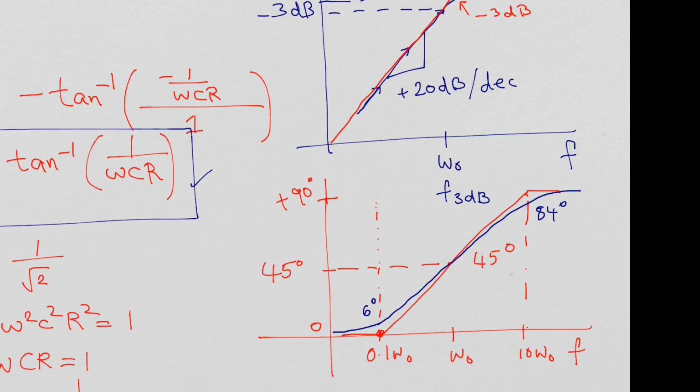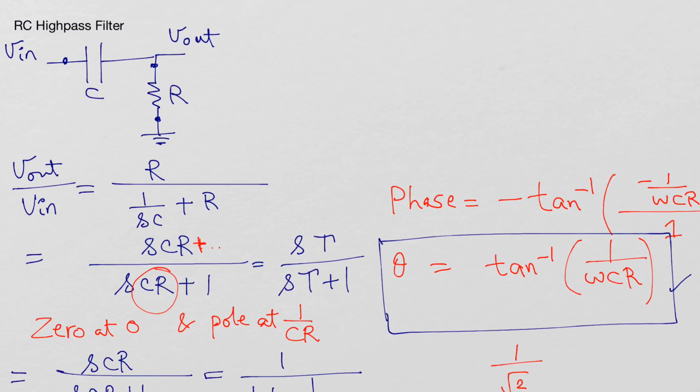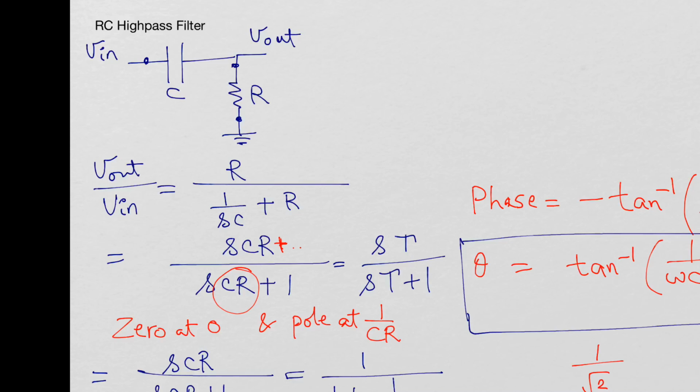In a high-pass filter, the output will be leading the input by a phase of 90 degrees once you have reached a certain frequency.